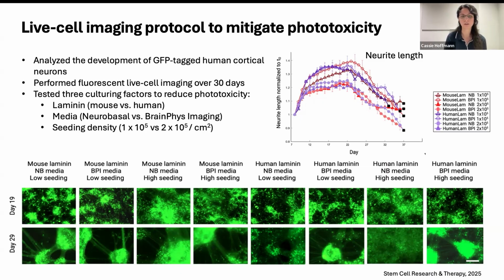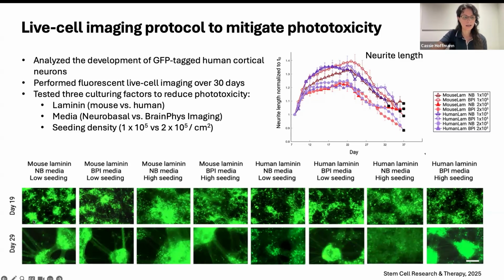Because of phototoxicity, essentially all of the live cell imaging protocols for neurons are usually capped out at about 2 weeks. With this protocol here, I was actually able to get the cells to survive for 30 days, so just over 4 weeks. And all I did was I optimized 3 factors in the culture microenvironment. The substrate that the cells were grown on, so mouse versus human laminin. The media, where I was comparing this conventional neurobasal media to this new brain fizz imaging media. And also the seeding density, so 100,000 versus 200,000 cells per centimeter squared. Both of those are actually high densities, but I needed that density to get optimal network organization in the culture.